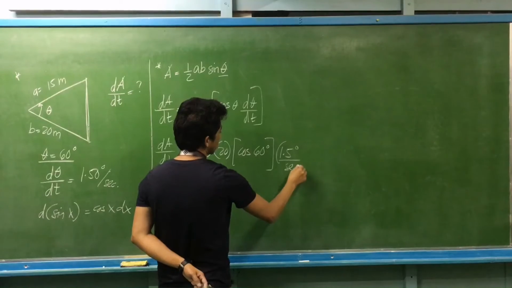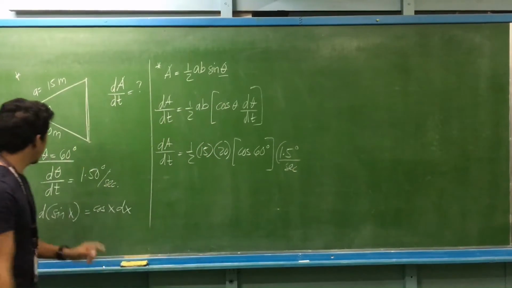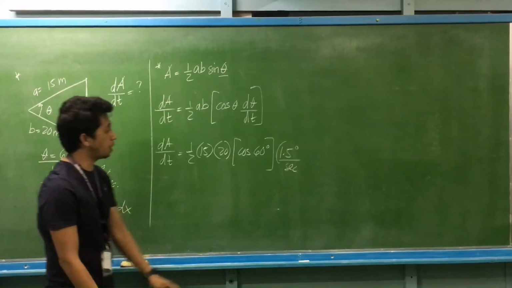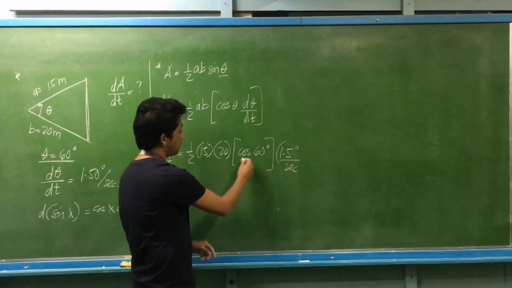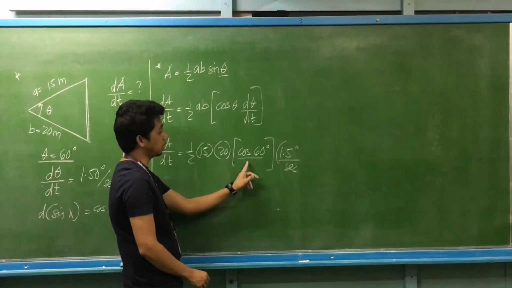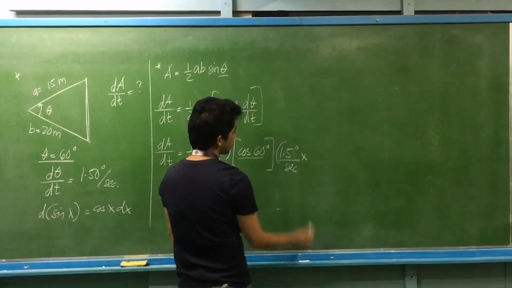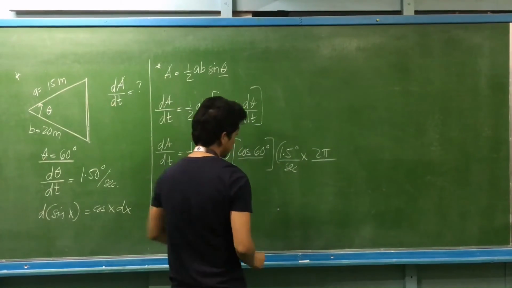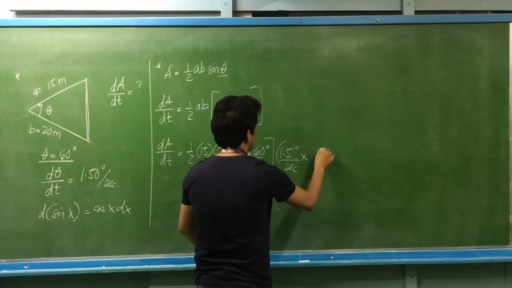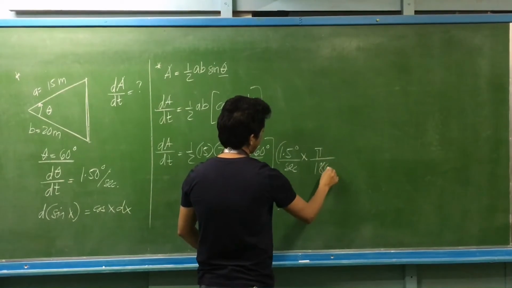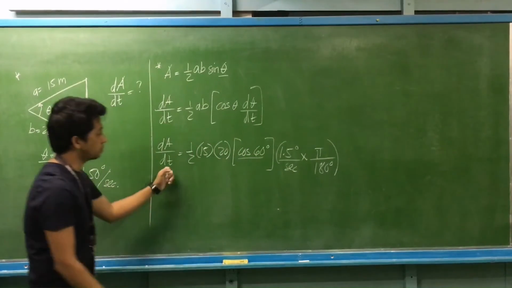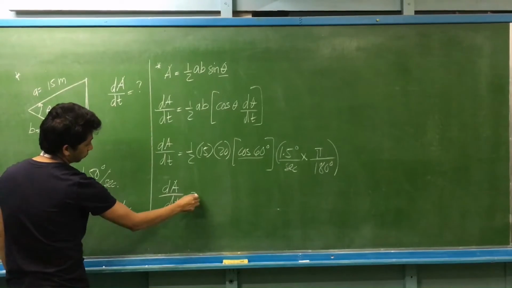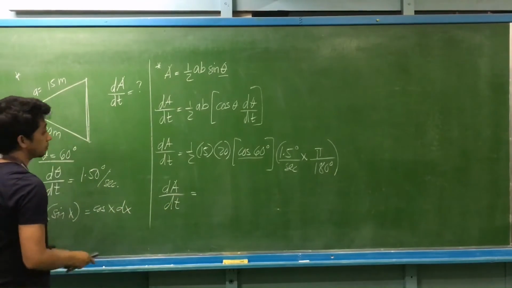But take note that we should express the degrees into radians. So we need to express the 1.5 degrees into radians. Never mind the cosine of 60 degrees since we have the trigonometric function. So it's 1.5 degrees multiplied by pi radians divided by 180 degrees. So that will be the equivalent for the rate of change of the area with respect to time. So let's compute.